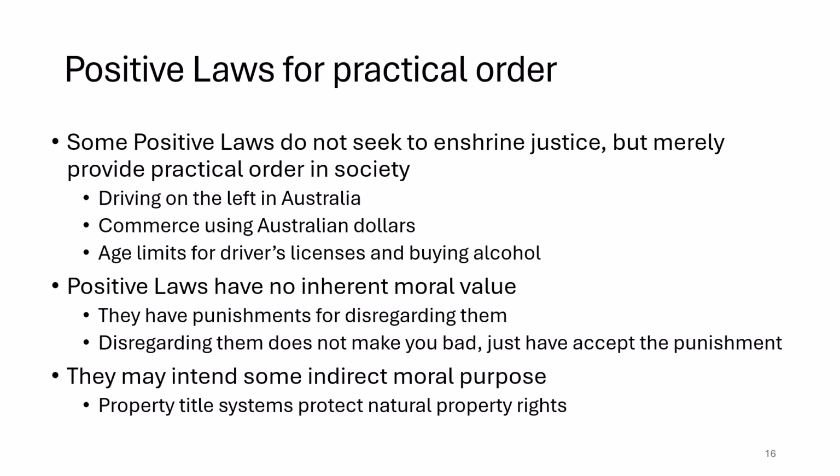We've mentioned driving on the left in Australia as an example, but also our habit in Australia of using Australian dollars for our commerce is a positive law or a positive convention. The age limits that we choose for driver's licences and buying alcohol. Why is it 18, not 16, not 21? It used to be 21 and it's come down to 18. Will it go down to 12 in a few years' time? We don't know. However, there is some prudence in making these arbitrary rules, these positive rules, positive laws, in order to have things run better.